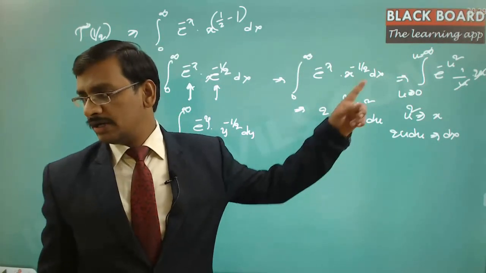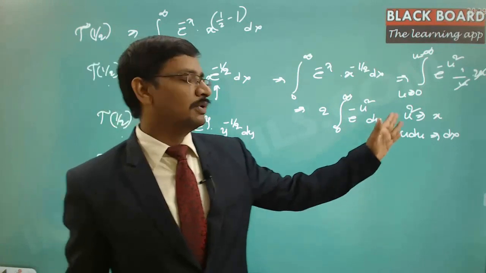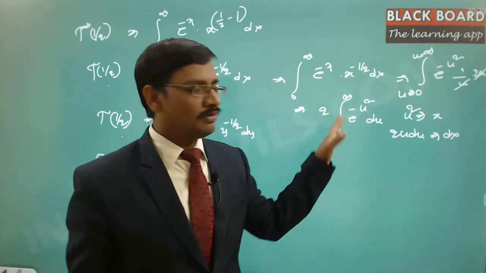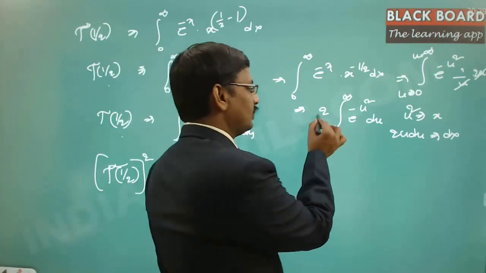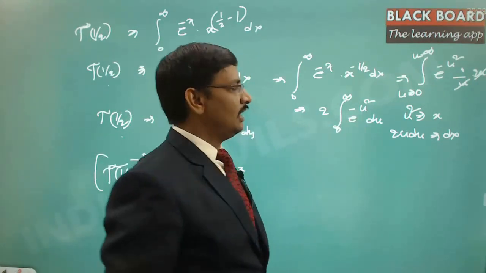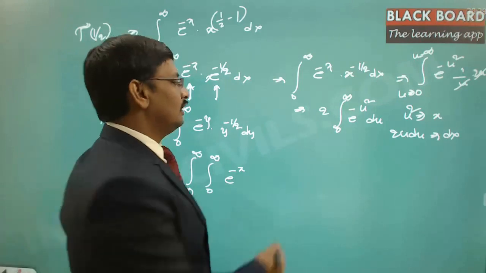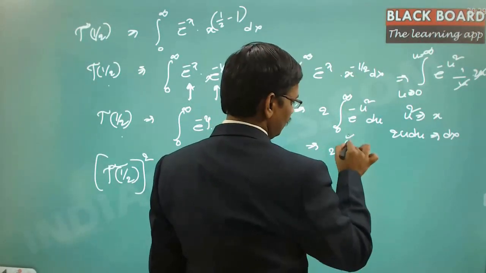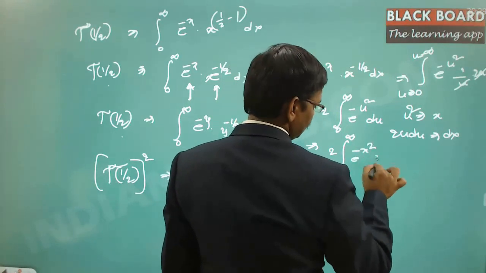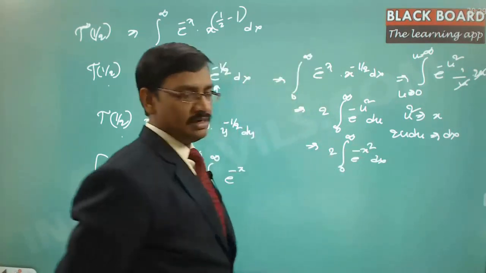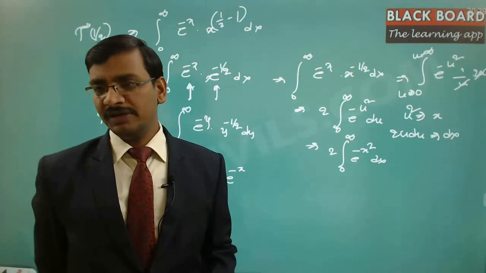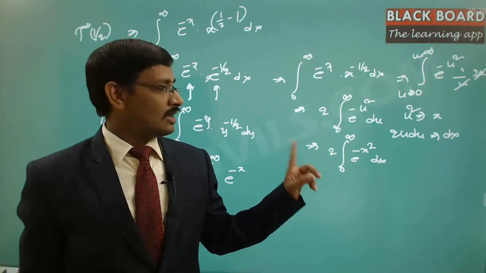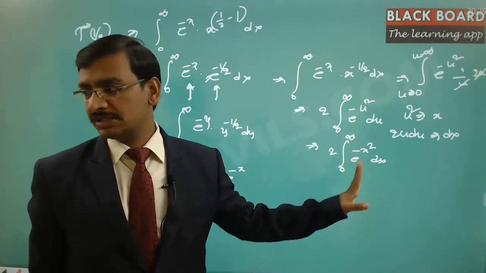I hope everybody understood this conversion. We just put the intermediate variable u square equal to x. From there we simplified this integration to 2 times the integral 0 to infinity e power minus u square du. You can replace it with any other variable, 2 times the integral 0 to infinity e power minus x square dx also. As I said earlier, the fundamental theorem of integration states that it is independent of the variable we use, as long as the limits are the same and the function is the same.